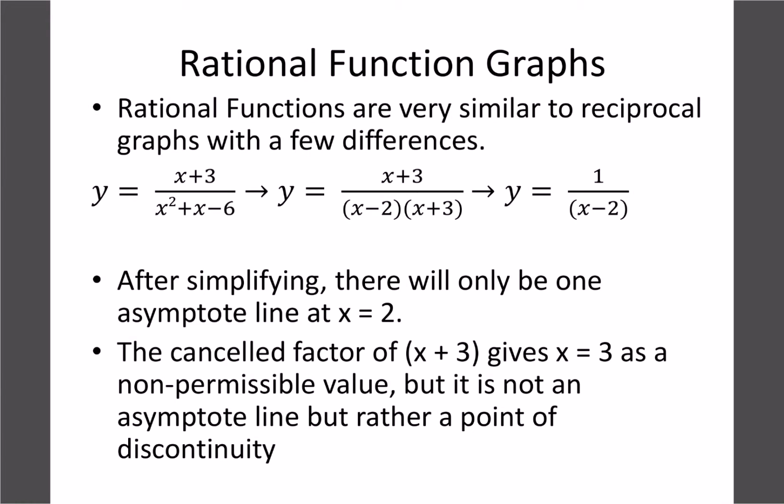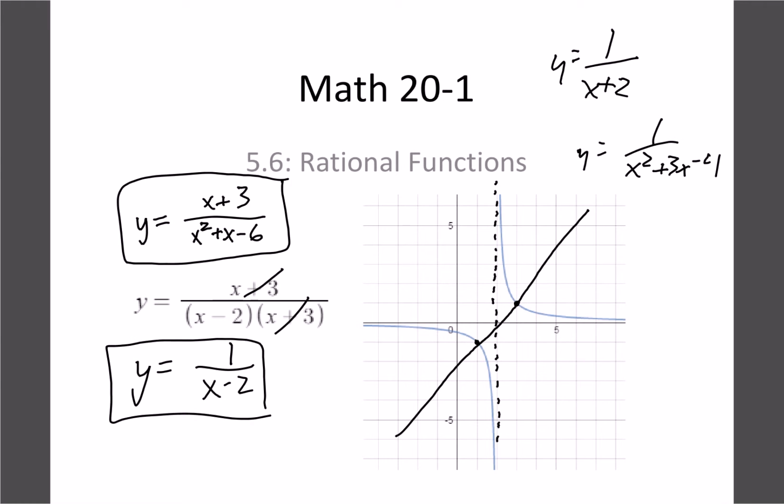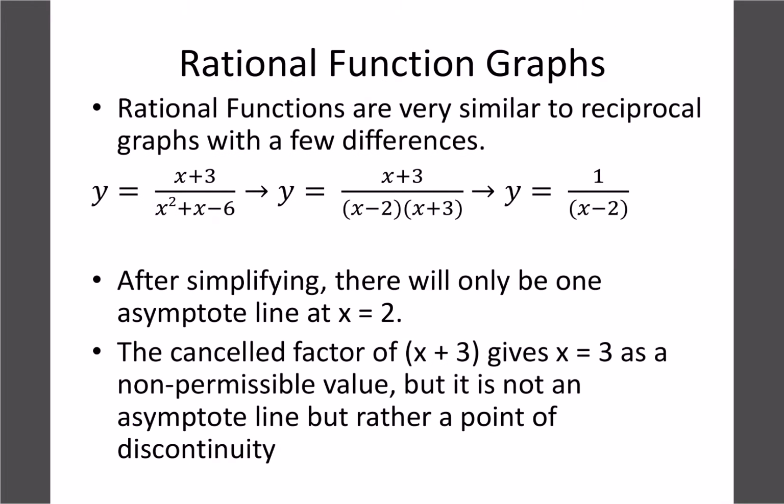And from there we could graph our reciprocal just like we did yesterday. So once we simplify, we can see we only get one asymptote line. We get an asymptote line at x equals 2. Because our graph 1 over x minus 2 is still like our ones we did yesterday, our asymptote was still at x equals 2. The other thing is we see this canceled factor. We actually canceled out that x plus 3 in both terms. So that means x plus 3 is a non-permissible value.